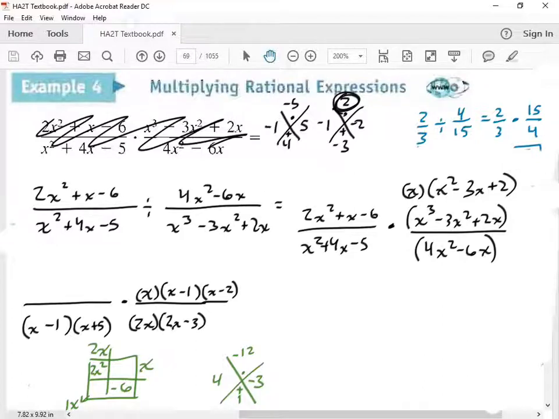You know where you put those? I'll tell you where you put those. You put them in these squares right there. But which one goes where? Does it matter? Let's try it. Let's put a negative 3x right here and then a 4x right here.